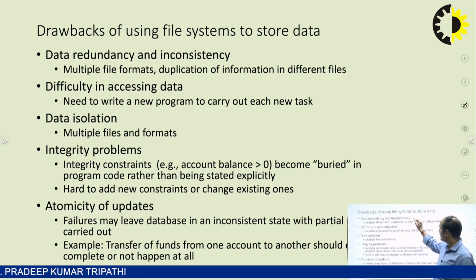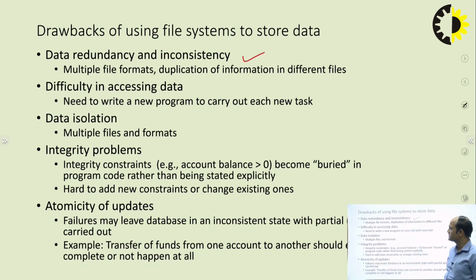The first drawback is data redundancy and inconsistency. What are data redundancy and inconsistency? Data redundancy means duplication of information, the number of records stored in the file, because the file has no way to arrange the records in an orderly manner. So it is possible that data redundancy may exist.